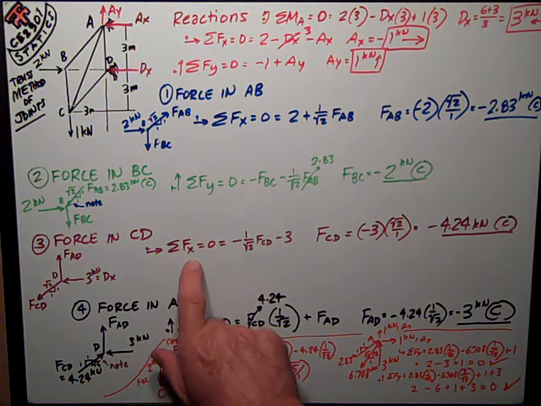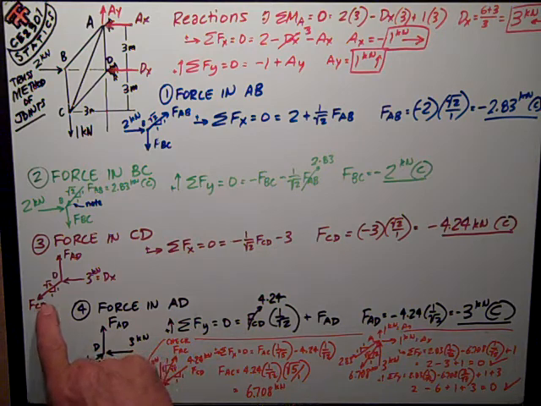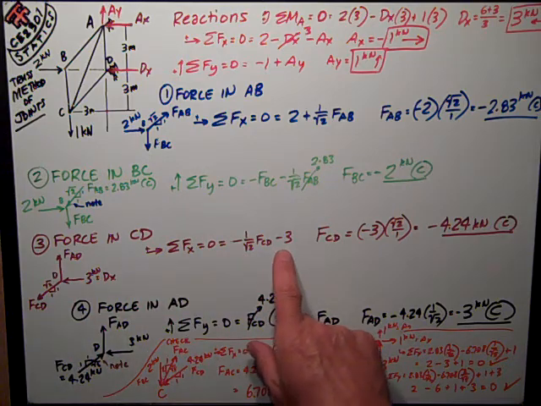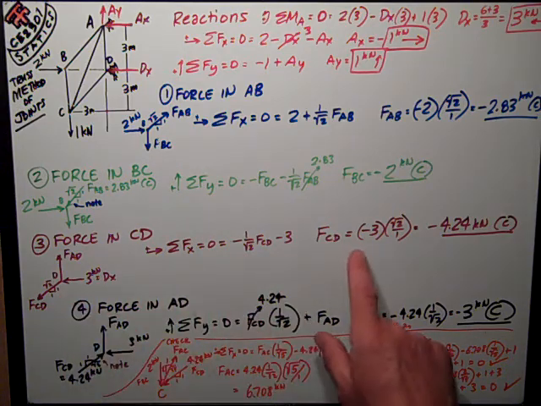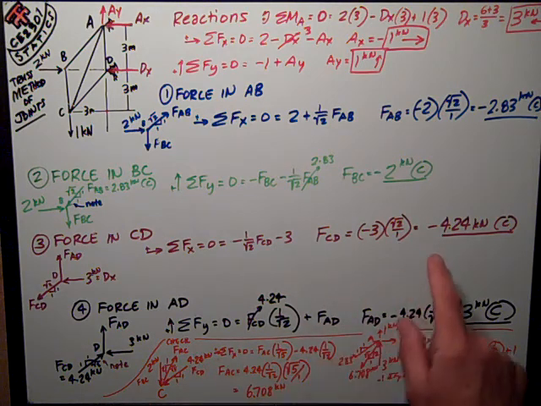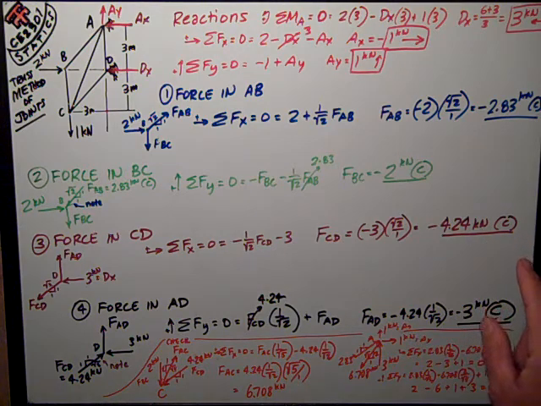Sum of forces in the x is equal to 0, is equal to negative the x component of CD, which is 1 over the square root of 2, and it's negative because it's to the left, minus 3 because this is to the left. Rearranging, FCD is equal to negative 3 times the square root of 2, or negative 4.24 kilonewtons, meaning it's in compression.